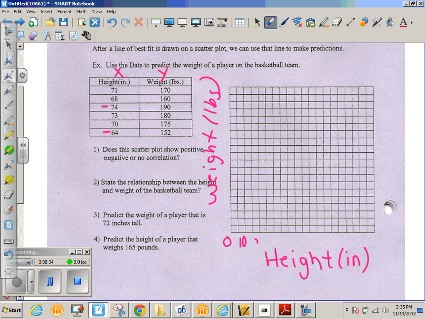So 0, I'm going to go ahead and kind of count every other line here. I'm going to clean this up right here with this 30. Okay, and then as far as going up the scale, those numbers are a little bit more spread out, but I noticed that my lowest number is 152 and my highest is 190. And so I'm just going to count by 20s, and I'll just count every other line. The scale, notice, can be different from your x to your y. It does not have to be the same, but it does have to be labeled.